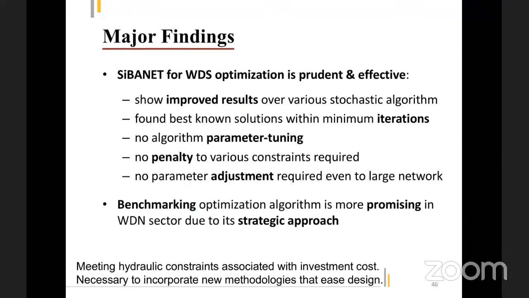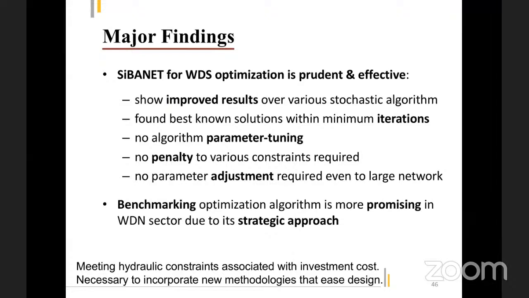In the domain of water utility planning, new methodologies should be incorporated to ease the hydraulic design. The SIBANET methodology presented here was verified, and the results indicated that it is the most robust method in handling discrete constrained optimization problems, wherein the global solution can be achieved within a few iterations. This is due to an intelligent exploration and exploitation strategy, which accelerated convergence. That's why the CPU time for evaluation is very less. As compared with GA and its variants, no penalty for various constraints, nor parameter tuning, is required even for a large-size network, as we have seen.